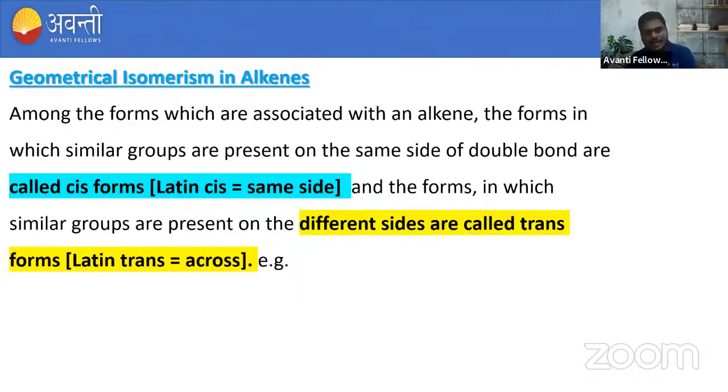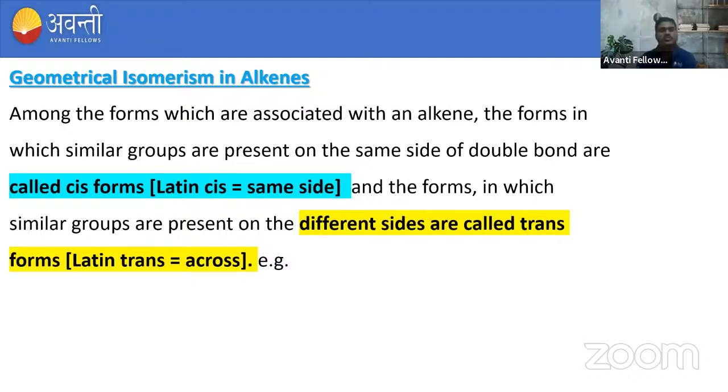Now, geometrical isomerism in alkene, we are going to see, right? Among the forms which are associated with an alkene, the form in which the similar groups are present on the same side of the double bond are called cis form. So, in geometrical isomerism in alkene, you need to remember these two names, the cis form and the trans form. So, what are this cis and trans form?